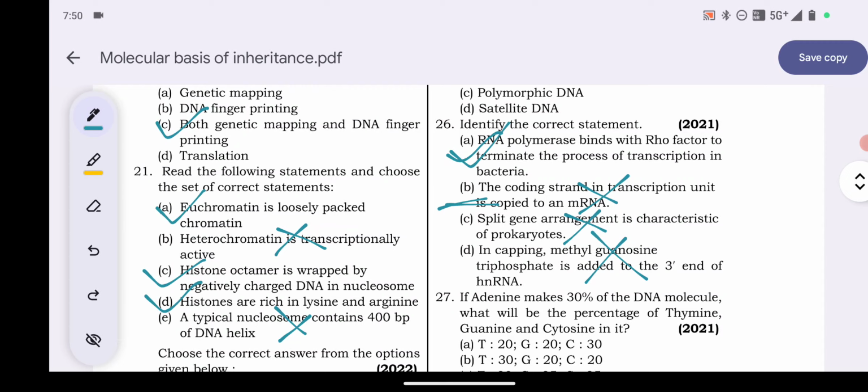Option D is also incorrect because in capping, 5-methyl guanosine triphosphate is added at the 5' end of hnRNA, and at the 3' end the poly A tail is added. So what is given, methyl guanosine triphosphate, is added at the 5' end of the hnRNA, and at the 3' end poly A tail is added.